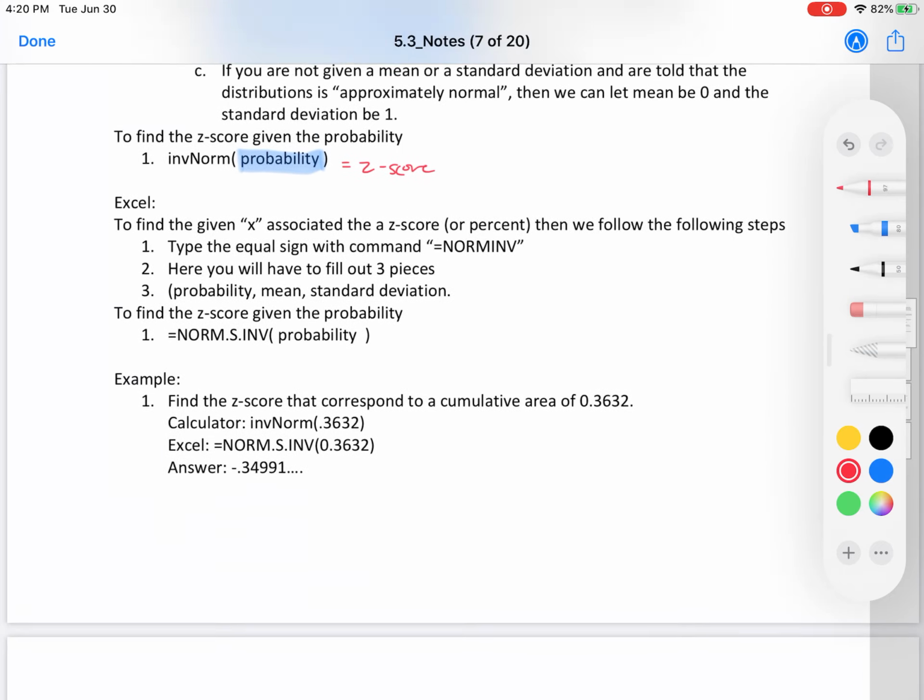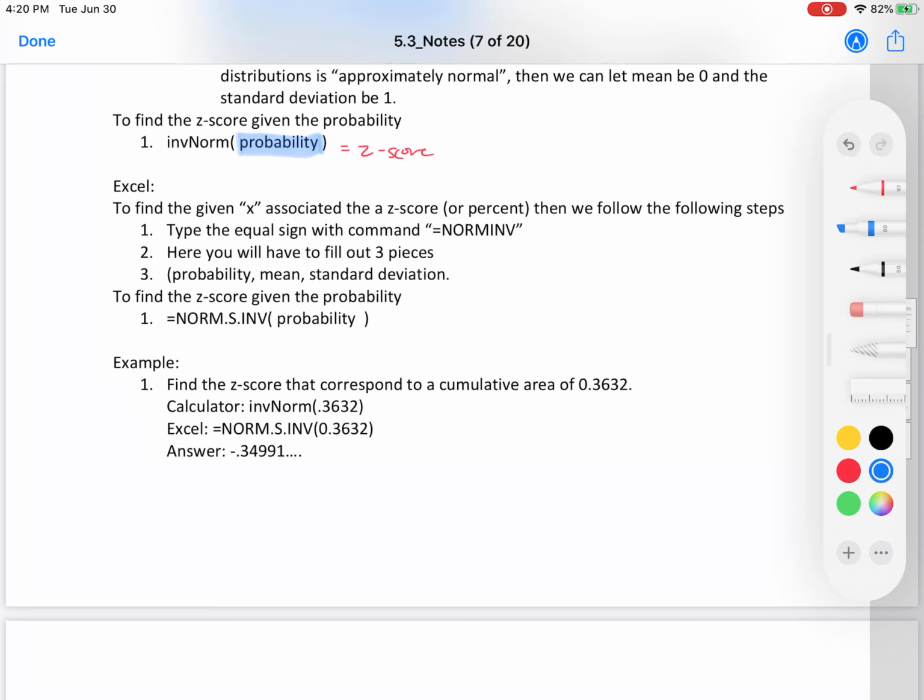For Excel, you want to enter equal sign NORM.INV. I believe it's .INV, yeah. And then you want to fill out 3 pieces of information: your probability, your mean, and your standard deviation, and that will give you the value x. Similarly, if you have the probability and you want to know the z-score that corresponds to it, you can put equal sign, and then one of the options will be NORM.S.INV, and you enter the probability, and in return you'll get the z-score.